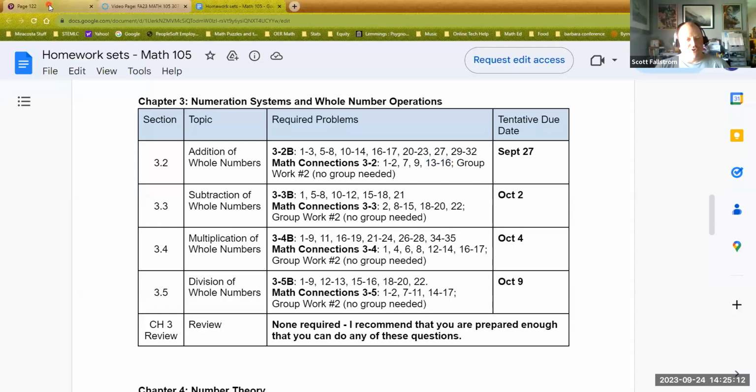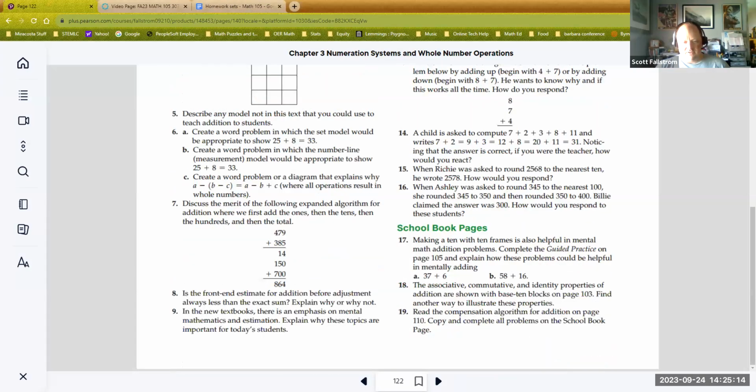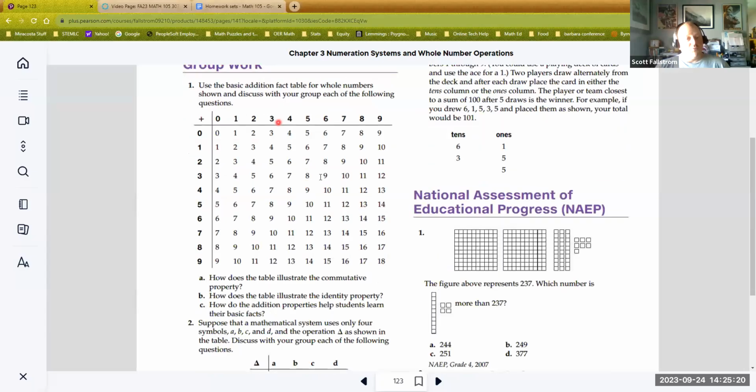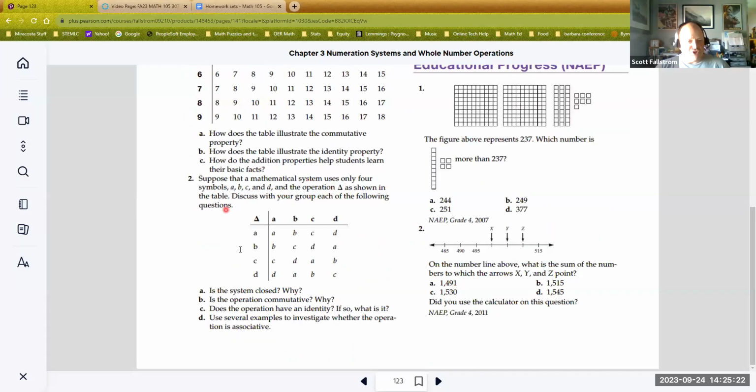Group work number 2, but you just don't need any group. Okay, so let's see here. What would that look like? Student book pages, click forward. And here we go. Oh, group work. Yes. Okay, so I want you to do question 2 right here. Suppose a mathematical system uses only 4 symbols, an A, a B, a C, and a D, with the operation delta or triangle as shown on the table. Discuss this with your group. Well, you don't have a group, right? You have me in a video, or you're welcome to talk to other people, but I really don't think you need a group for this.